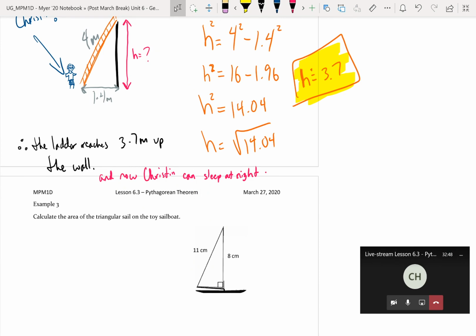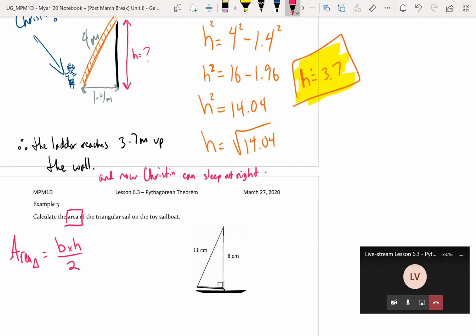Okay, so last one. Calculate the area of a triangular sail on the sailboat. This question's a little bit different because we're going to use Pythagorean theorem, but it's a two-parter because we want to know the area. Let's figure out what the area of a triangle is. Anyone remember offhand the formula? Base times height divided by 2. Awesome, thank you.